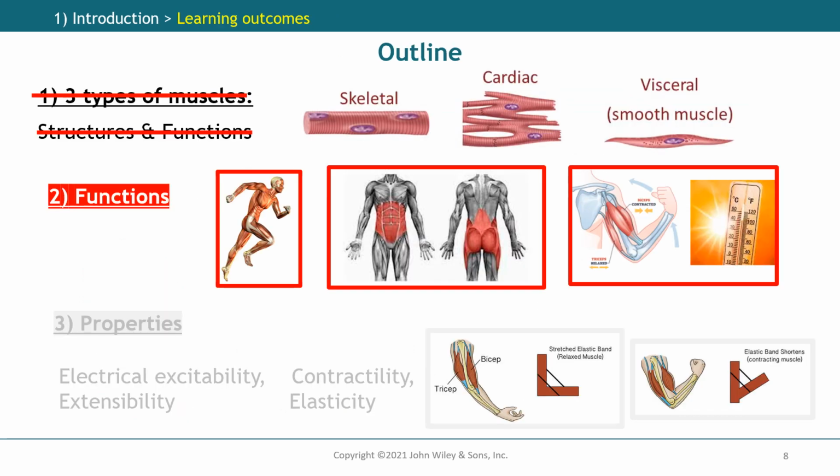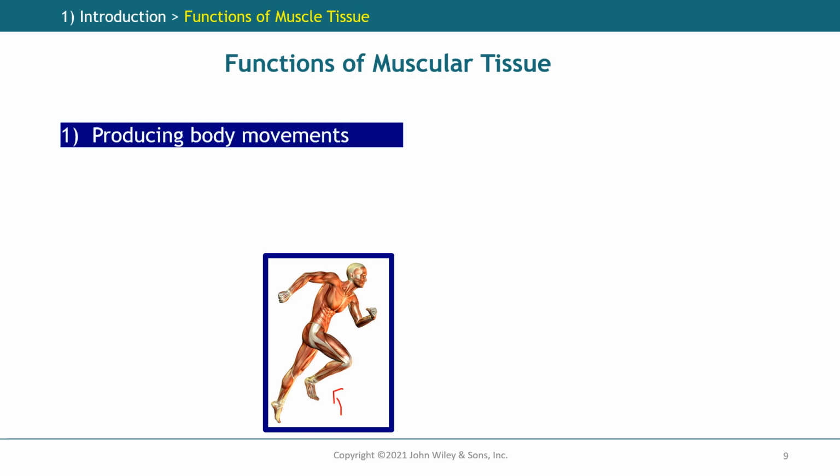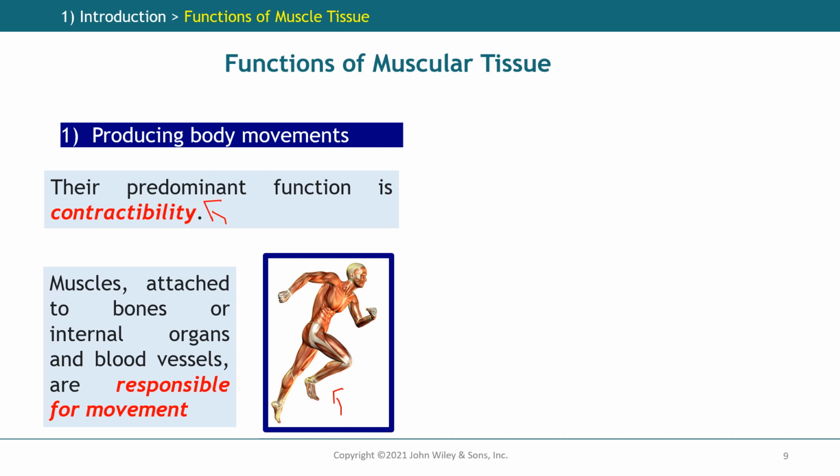Now we're going to move into the functions of the muscular tissue. Here you can see the first function that we have been talking about before. Your muscles are in charge of the movement, and in the following slides we will talk about muscle contraction from a cellular perspective and try to understand how actin and myosin are responsible for that. So you know that the muscles are attached to bones, and also muscles are responsible for the movement of internal organs and blood vessels, and in all those cases are responsible for movement.